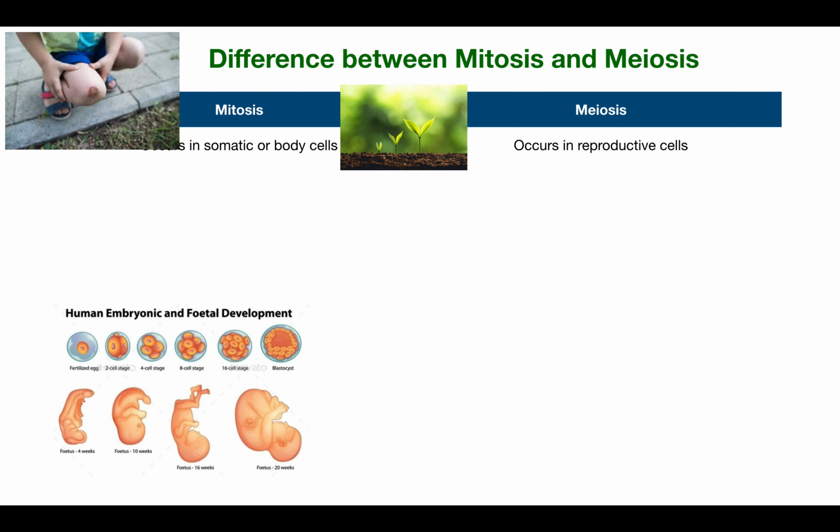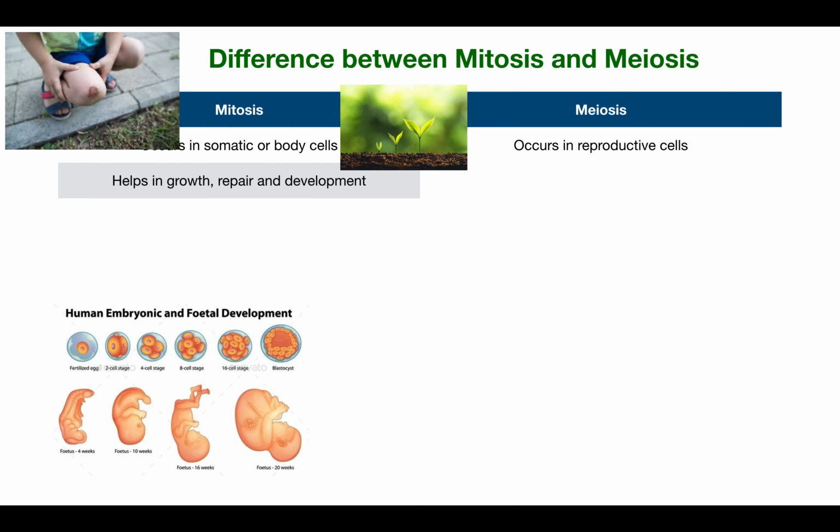So right from a single celled zygote to a multicellular organism, here I have shown the embryo of a human being. So you can see over here, right from the fertilized egg, there is a 2 cell stage, then there is a 4 cell stage, 8 cell stage, and so on. The cell divides by the process of mitosis, giving rise to this multicellular fetus. Okay, so mitosis helps in growth, repair, and development.